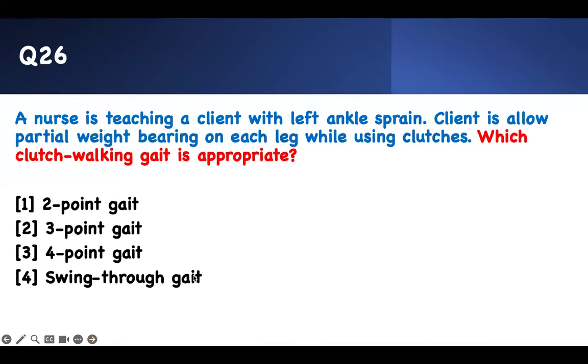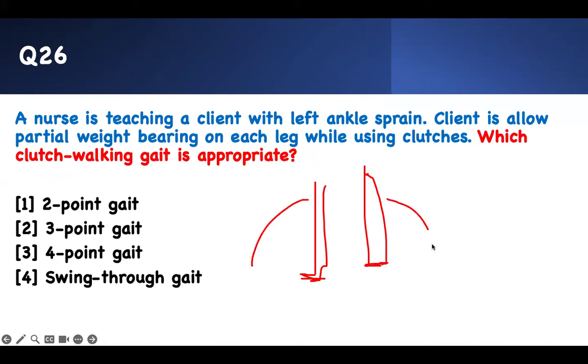A nurse is teaching a client with a left ankle sprain. The client is allowed partial weight bearing on the leg while using crutches. Which crutch walking gait is appropriate? Think about it: partial weight. So you have crutches, you hurt your leg, and you can bear weight on it. If you can bear weight, that means it can touch the ground, but not fully. And then you have your crutches too. I can show you a test-taking strategy.